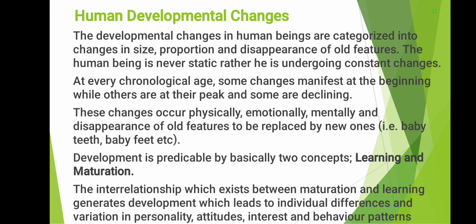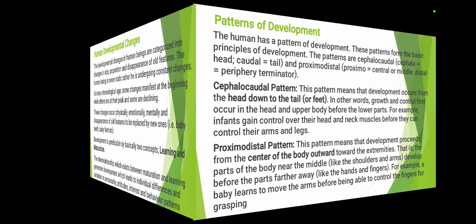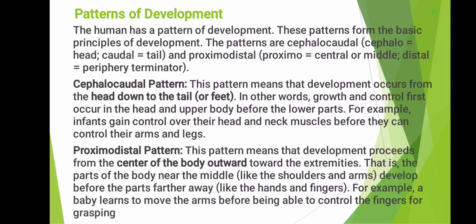And these changes, of course, are not just physical. They have to be emotional, they have to be mental, and they are disappearing because new ones have to replace the old ones that have been there. Remember I said earlier that development is basically predictable by two concepts, the concept of learning and the concept of maturation. Both of them interact with each other as we move or as we develop as an individual.